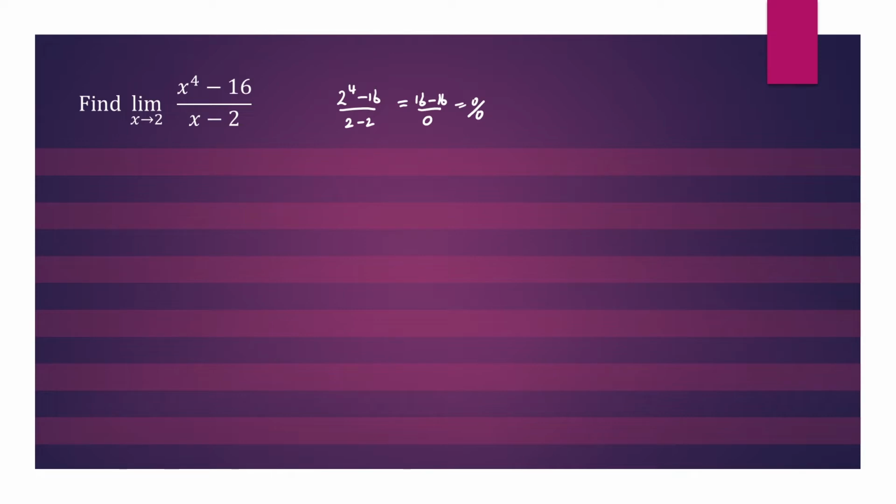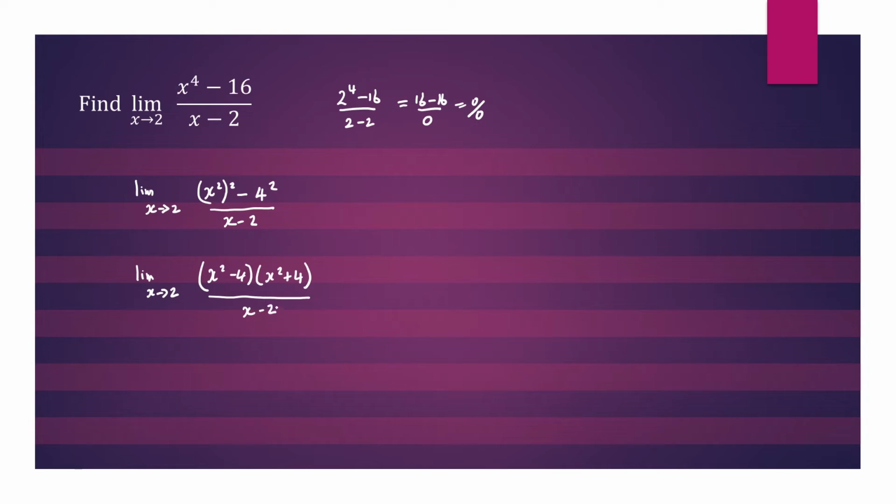So we need to consider doing some factorisation here. So let's write down the limit as x approaches 2. Now x^4 - 16 can be written as (x^2)^2 - 4^2, divided by x - 2. Next line, limit as x approaches 2. Now (x^2)^2 - 4^2, we can again use the difference of squares. So we could write (x^2 - 4)(x^2 + 4) divided by x - 2.